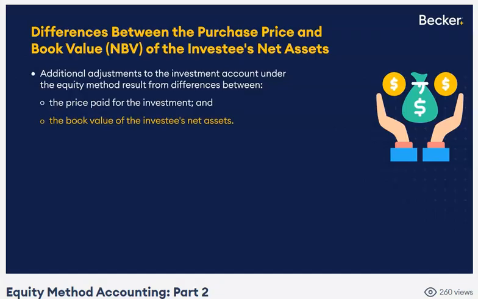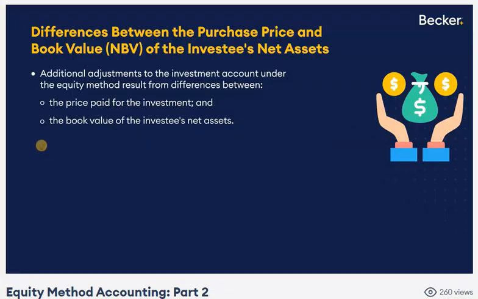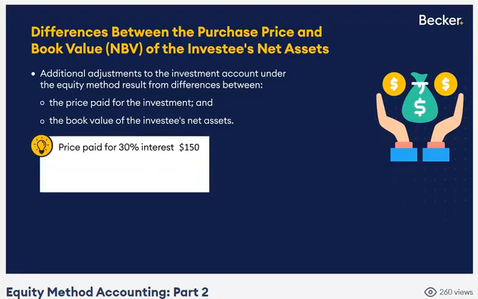Step number one, we look at the company's balance sheet per GAAP. Let's make up numbers. Let's say the book value of the assets is 1,000. The book value of the liabilities is 600. So the book value of the equity, also known as the net assets, is 400. Okay, let's say I buy a 30% interest in this company and pay 150. So the price paid for a 30% interest is 150.